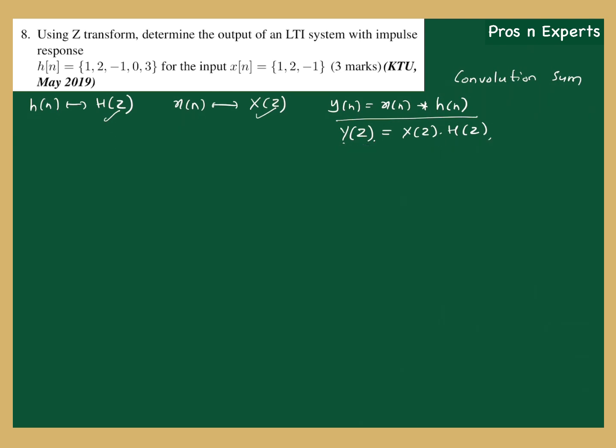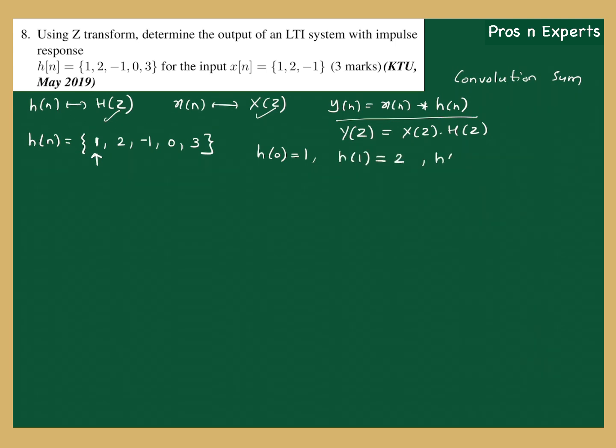So let us try to find the Z transform of h[n] first. h[n] is given as 1, 2, -1, 0, and 3. And we can assume 1 starts at n equal to 0. So this sample is at n equal to 0, so I can write h[0] equal to 1. h[0] equal to 1, right? The first sample at n equal to 0 starts with this sample, so h[0] equal to 1. What is h[1]? h[1] will be the next sample, 2.